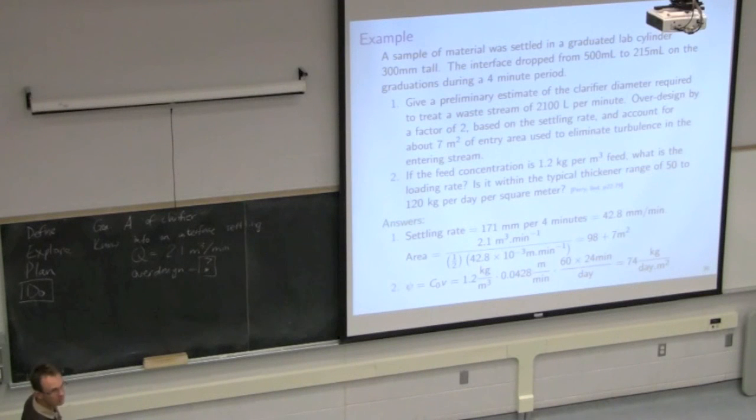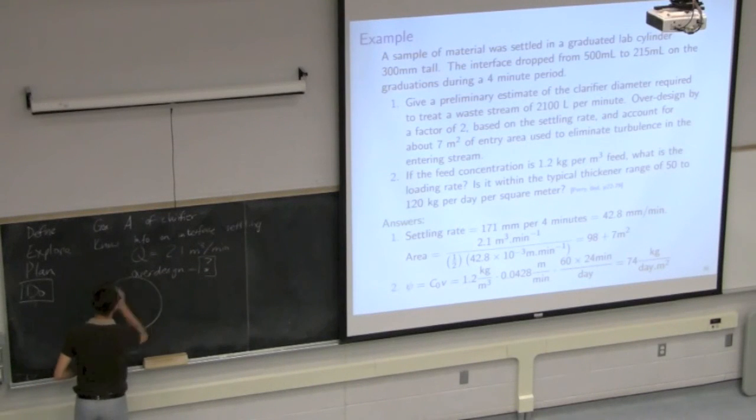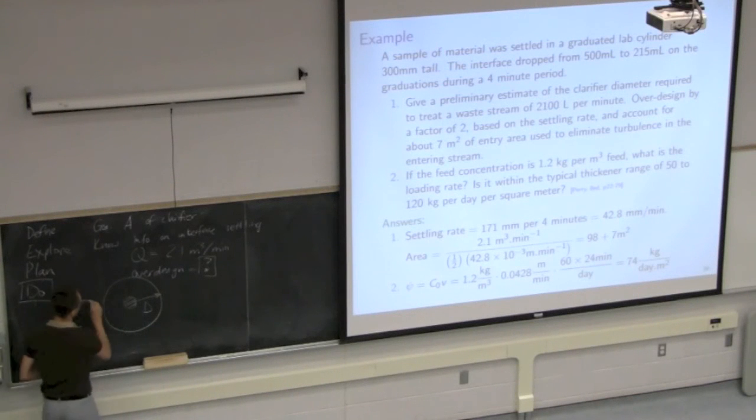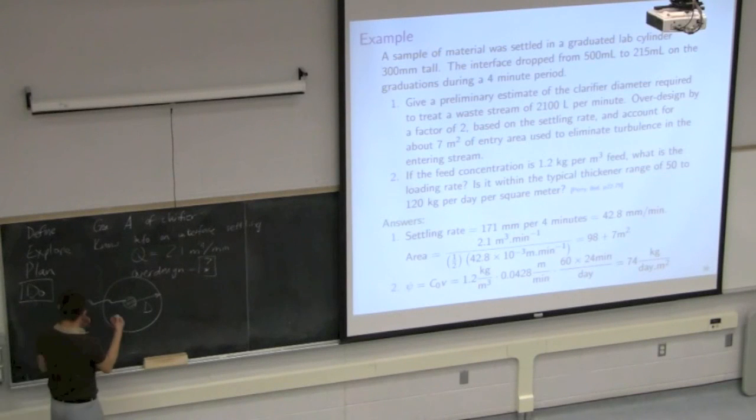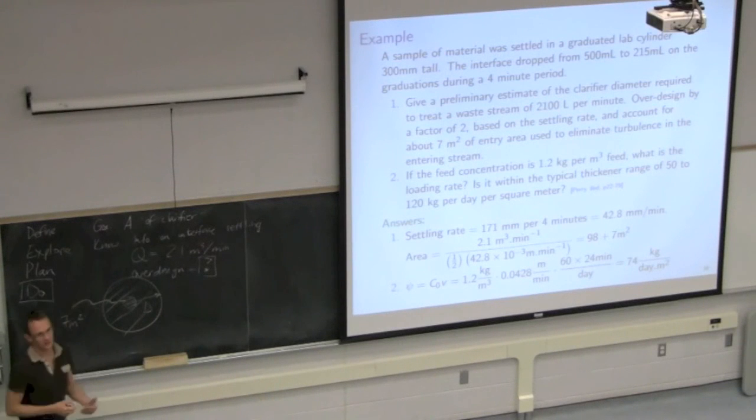Anything else we know? We have a 7 meter squared entry area. Okay, so we've got that additional 7 meter squared entry area. So here's the unit I'm going to size. It's going to have a certain diameter D, but there's this internal area where we feed the material into that separator, and that has 7 meters squared surface area. So we need to add an additional 7 meters squared onto our overall area after we've calculated it, to account for that 7 meters squared that's going to fit there in the middle. So let's say if we design a unit that's 100 meters squared, we're actually going to have to build it to be 107, because 7 of it is going to be taken away by that feed area.